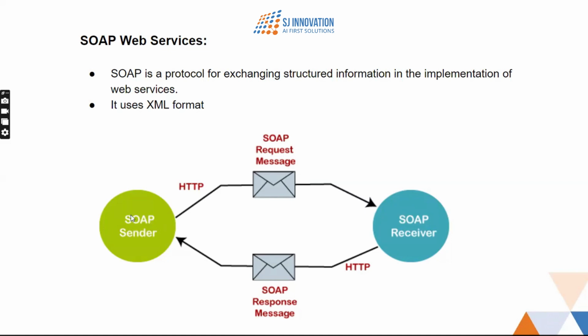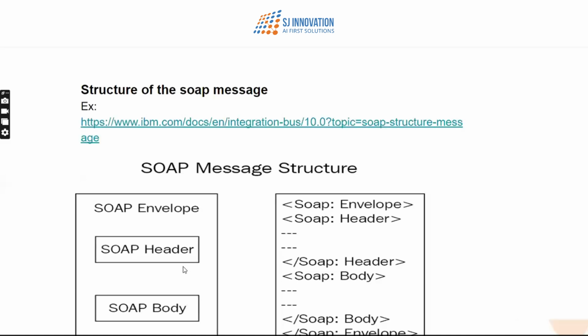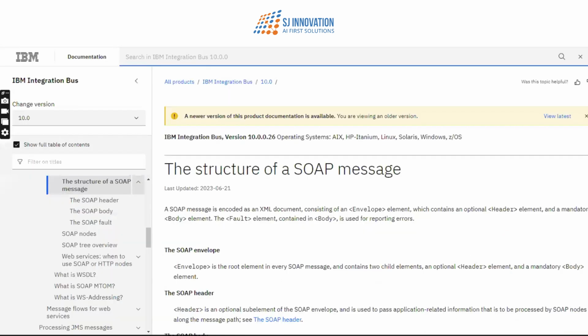Now we'll see an example in the diagram, with the SOAP sender and the receiver. The SOAP sender sends a message using an HTTP request, and the SOAP receiver sends a response back using HTTP. SOAP web services always use the XML format. Now we'll see what the SOAP message structure looks like. In the diagram, you can see the SOAP message structure. It starts with the SOAP envelope, SOAP header, and the SOAP body.